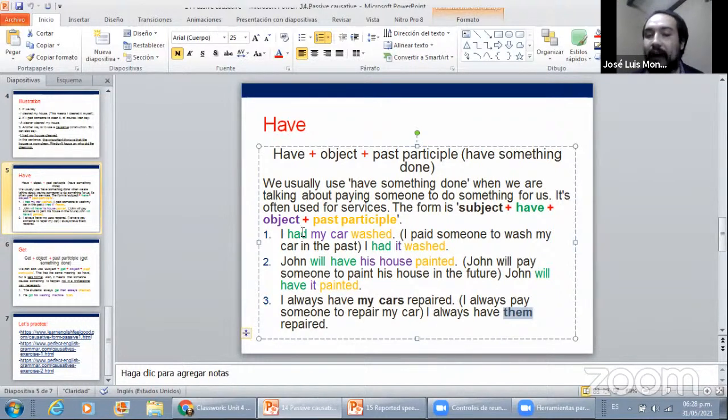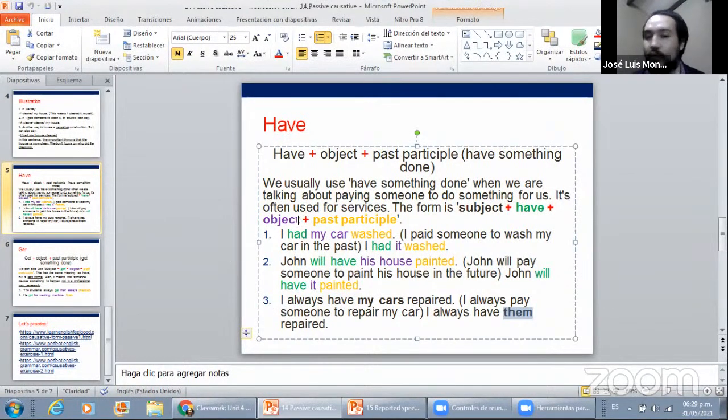I always have object, verb in the past participle. Have, object, verb in the past participle, right? I'm always following the formula. It can be in past, it can be in future, it can be in present, but the idea is that we always need to follow this structure.